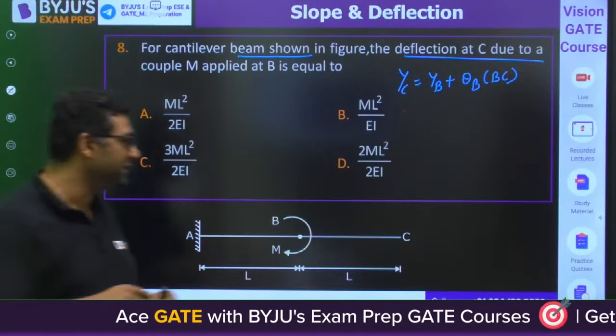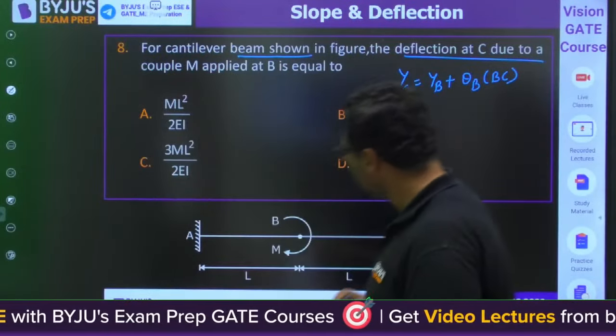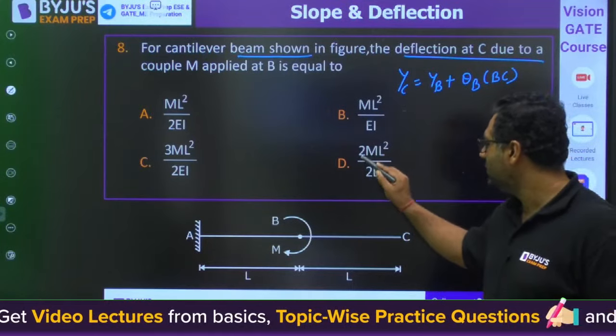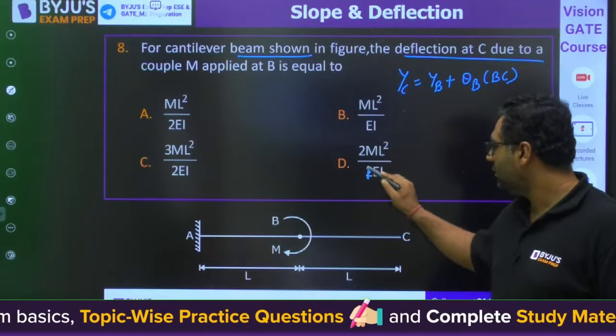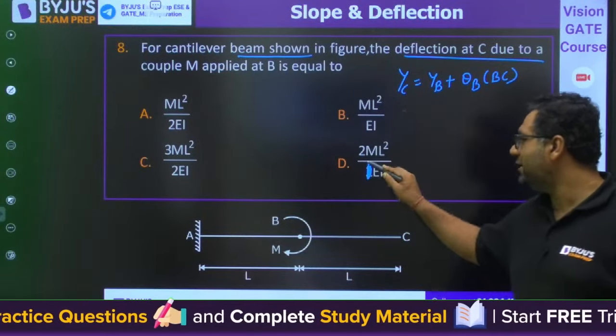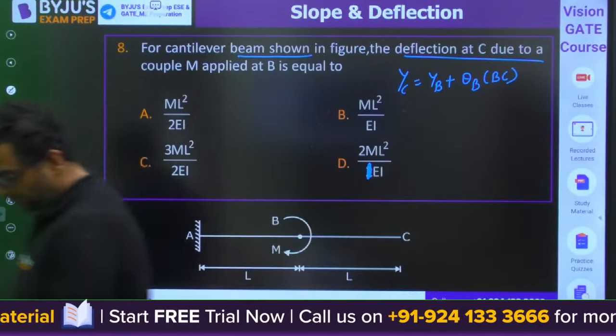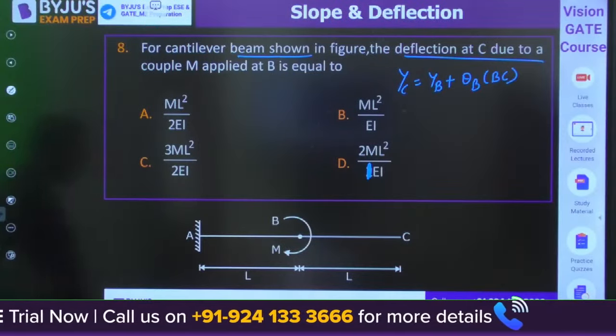Vineet is saying, sir, please check option D. Okay. It is 2 ml square upon EI. Typo error. Aspirant said C as the answer.